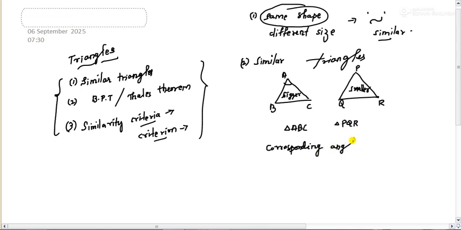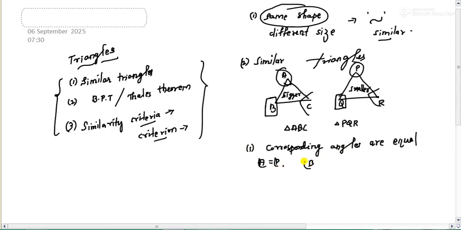I can't hear you guys, please speak. Yes, corresponding angles are equal. Corresponding angles means, see, if A in the first figure, P in the second. B in the first figure, Q in the second. Same with C and R. These three are corresponding. So corresponding angles are equal. That is the first rule. Angle A equals angle P, B equals Q, and C equals R.